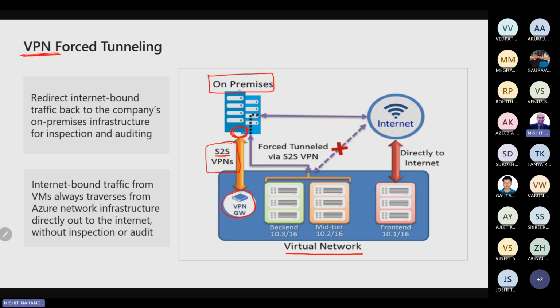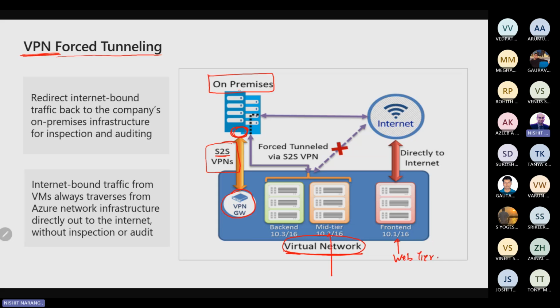They also support what is called as forced tunneling. So if there's any traffic that my, let's say, virtual servers in my virtual network are trying to send to the internet. Okay, so maybe see, let's say I've deployed my web application on the virtual network. So this front end is my web tier.